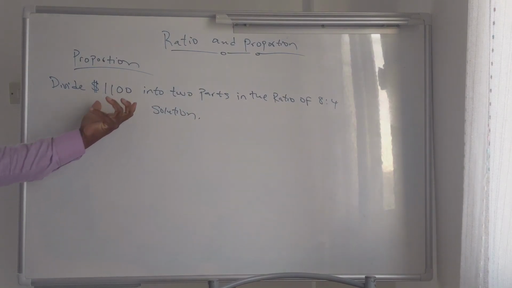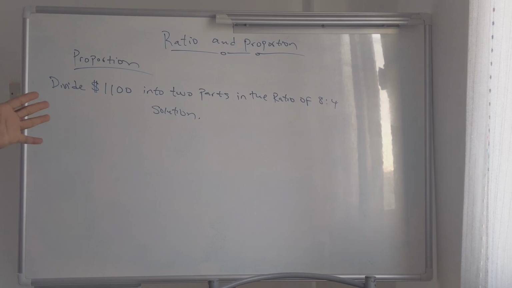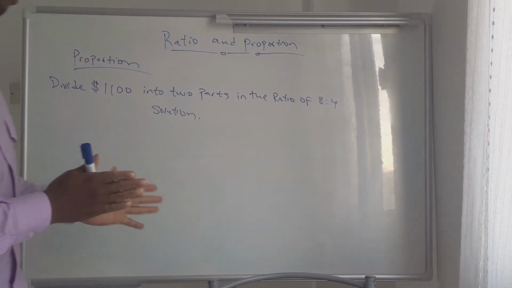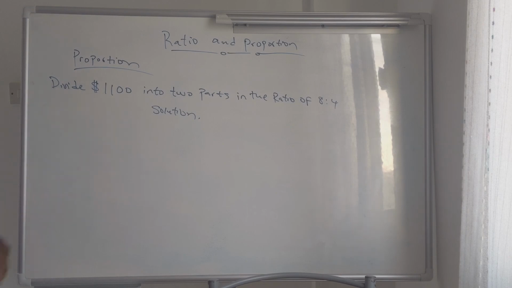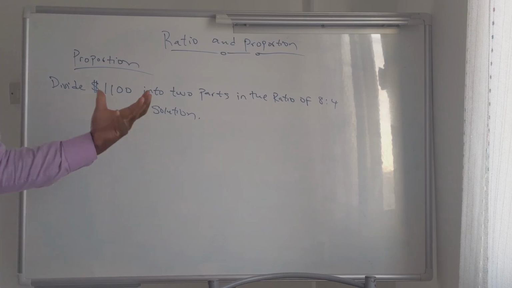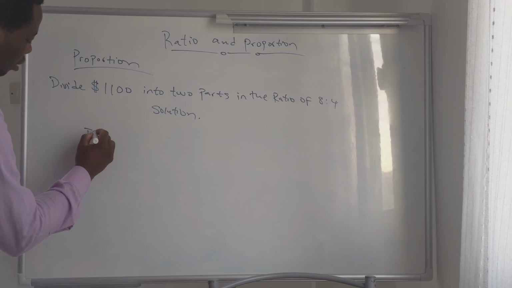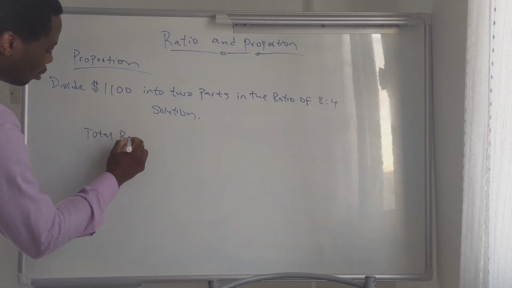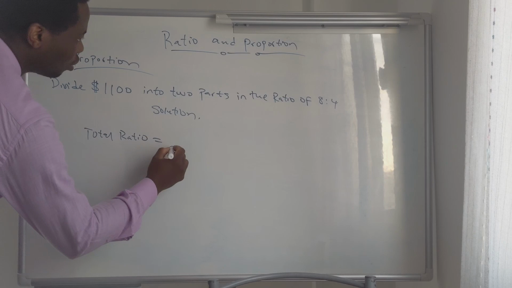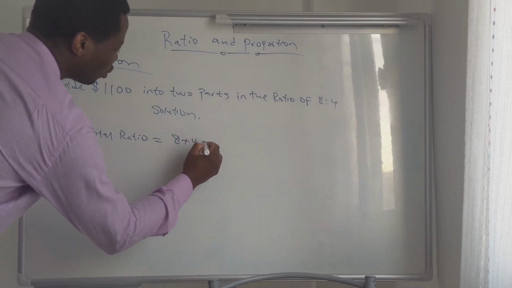Now you're told to divide this amount of money in the ratio of 8:4. I have 2 methods of solving this, which I'm going to be showing you in this example, so you can use any one that you wish. The first step I'm going to teach you is, first of all, add the total ratio together. Total ratio is equal to 8 plus 4, which is equal to 12.